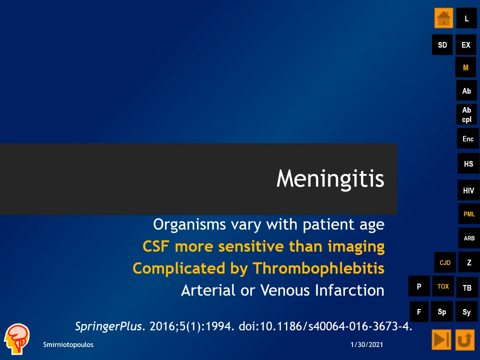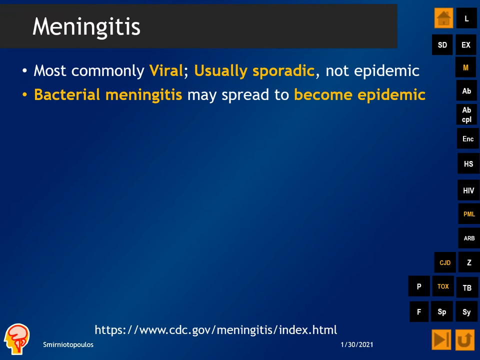The organisms that cause meningitis vary with the patient's age. CSF sampling is much more sensitive than imaging in diagnosing meningitis. The pus that's in the subarachnoid space can cause a thrombophlebitis and either arterial or more likely venous infarction. So most commonly meningitis is caused by viral. There are sporadic episodic individual cases and not an epidemic. Bacterial meningitis, however, may spread to become epidemic meningitis.